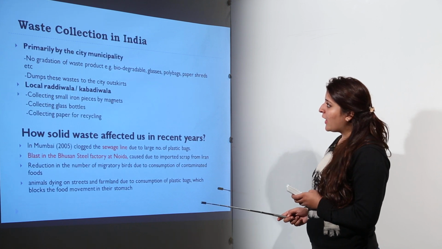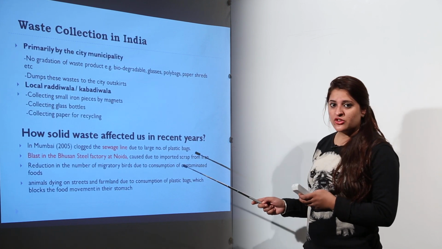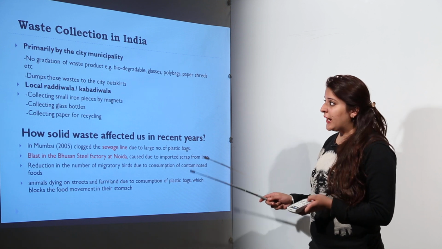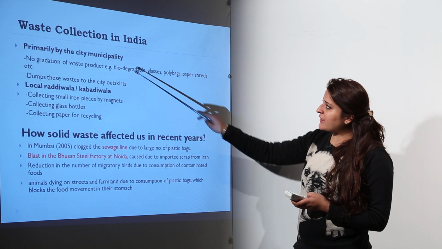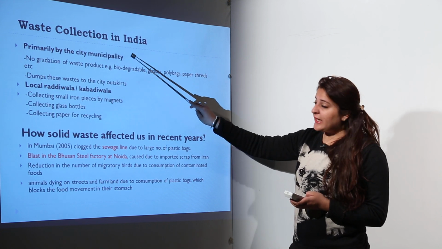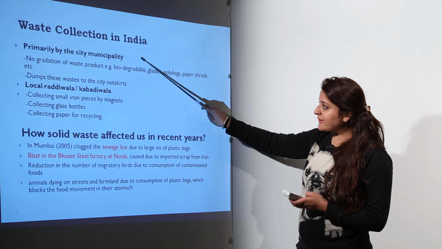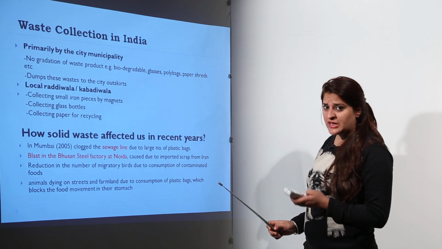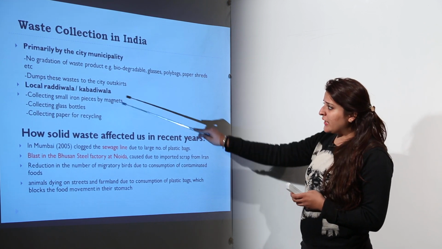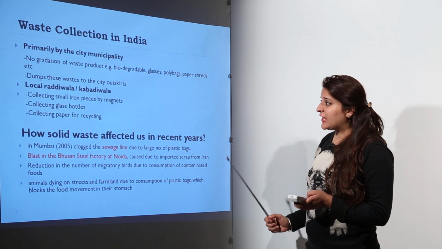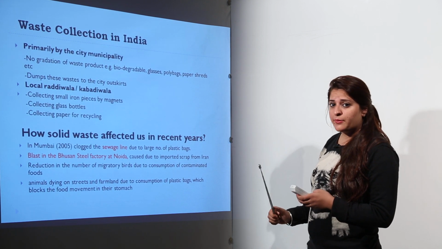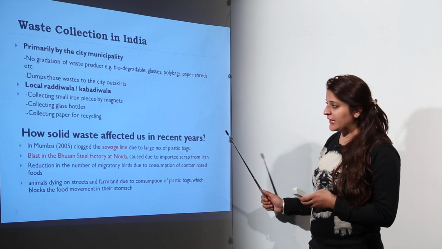Now, what are the different methods by which this waste is collected in India? The first method is that the city municipality maintains this waste, collects it and dumps it into the city outskirts. And the local raddiwala or kabadiwala also use certain methods so that they can pick up the waste present in a municipality or in a local area.